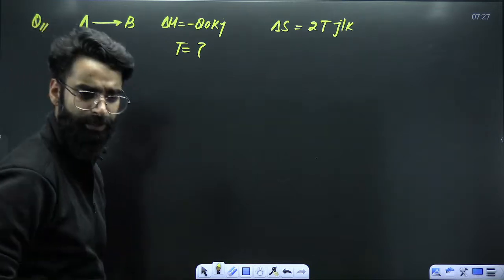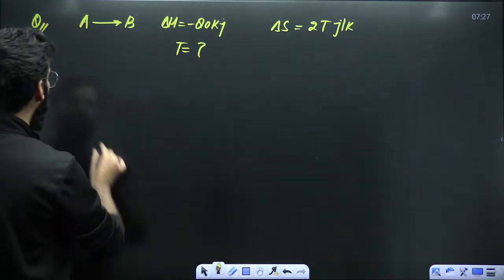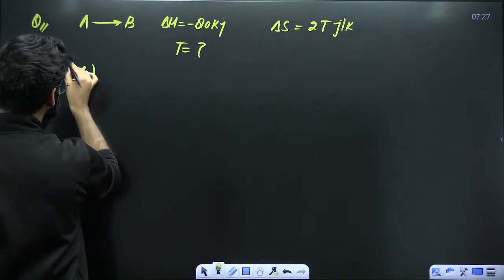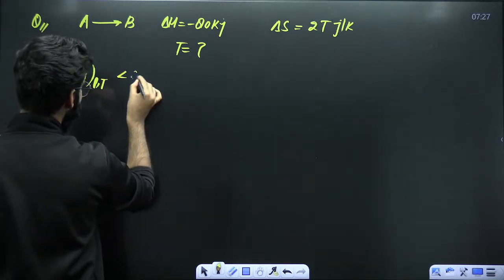What is the criteria for spontaneity? For the process to be spontaneous, delta G for the system at constant pressure and temperature has to be negative.